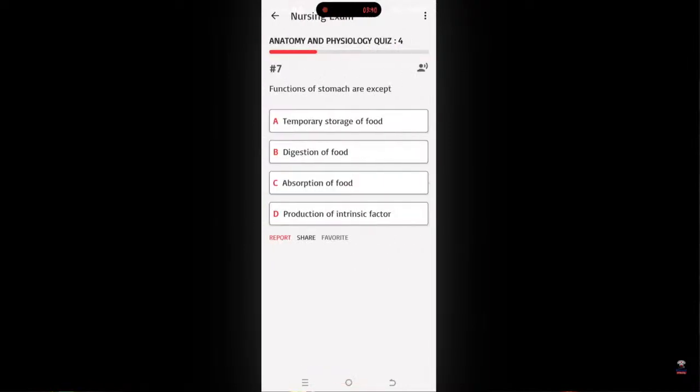Functions of the stomach are, except A. Temporary storage of food, B. Digestion of food, C. Absorption of food, D. Production of intrinsic factor. Correct answer.